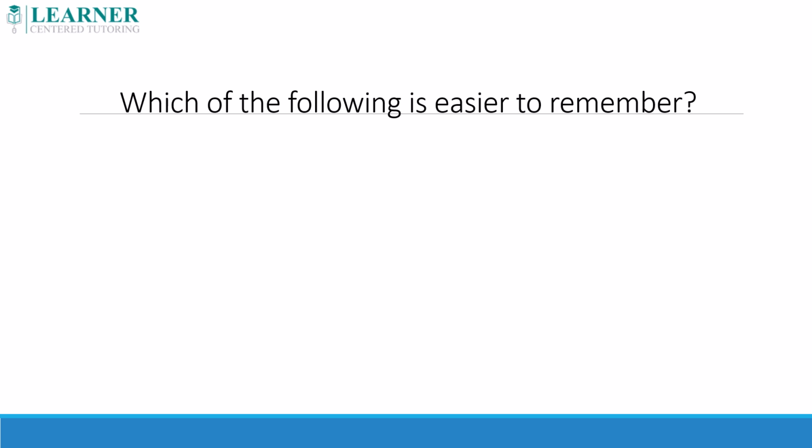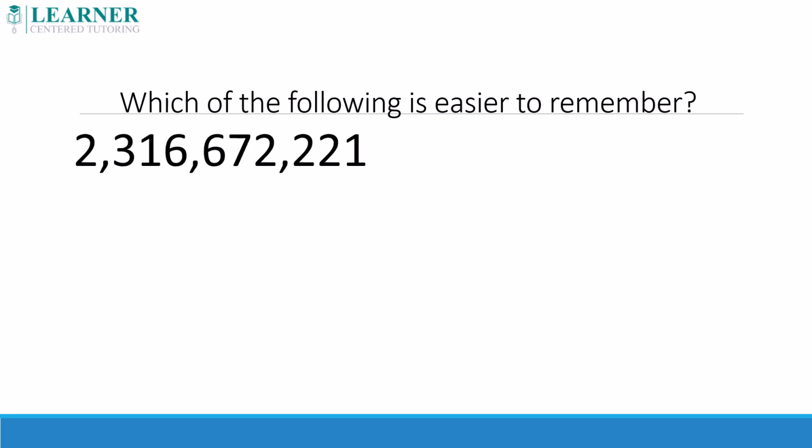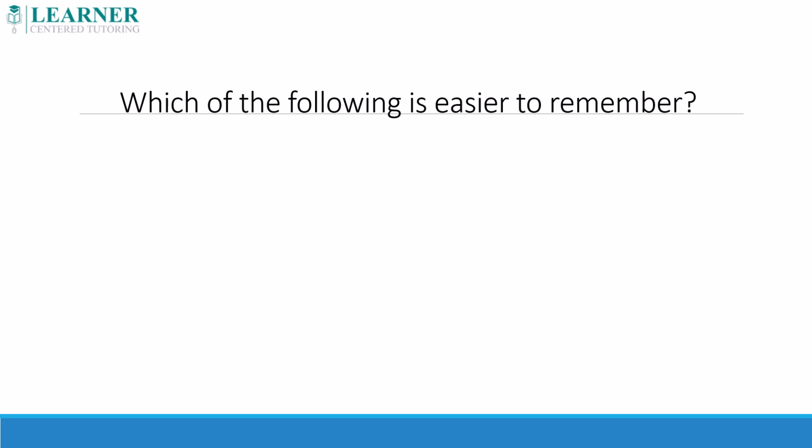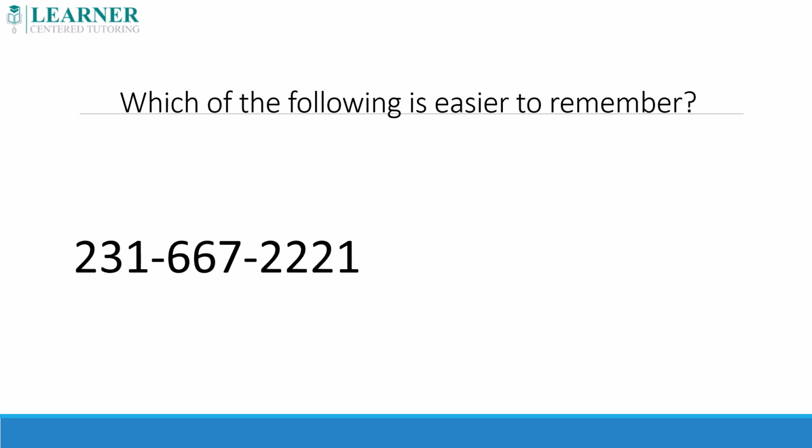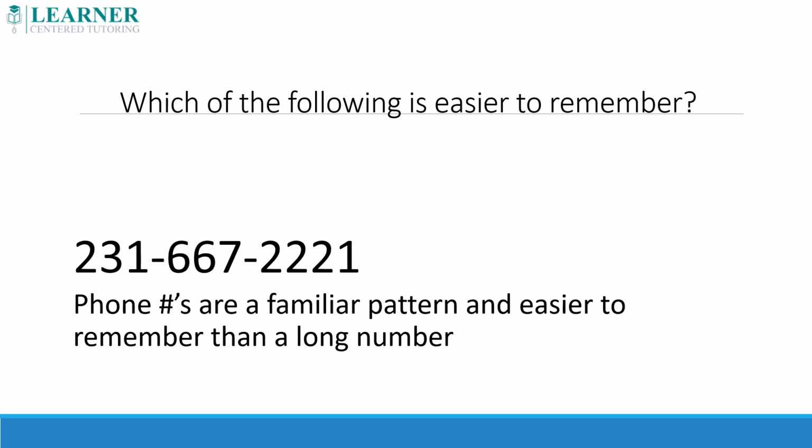Which of the following is easier to remember? This long string of numbers, or this string of numbers? You likely found the second series of numbers easier to remember because it is in the form of a phone number, a familiar pattern. Taking information and putting it into familiar patterns makes it easier to remember.